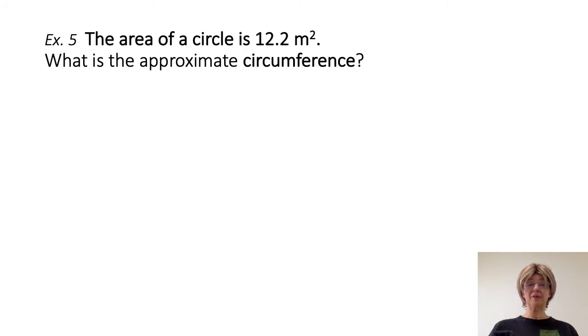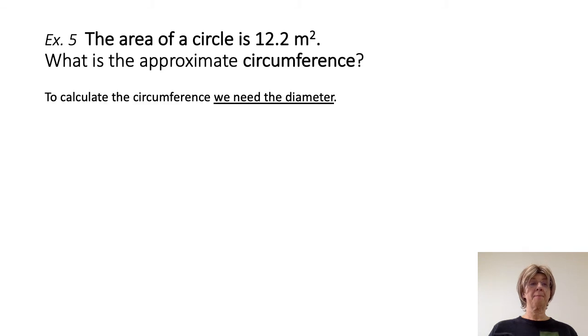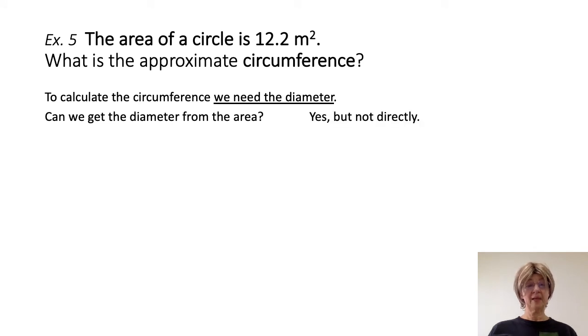Here's example 5. The area of a circle is 12.2 square meters. What is the approximate circumference? To calculate the circumference, we need the diameter. Can we get the diameter from the area? Yes, but not directly. The area equals pi r squared. Therefore, 12.2 equals pi r squared.